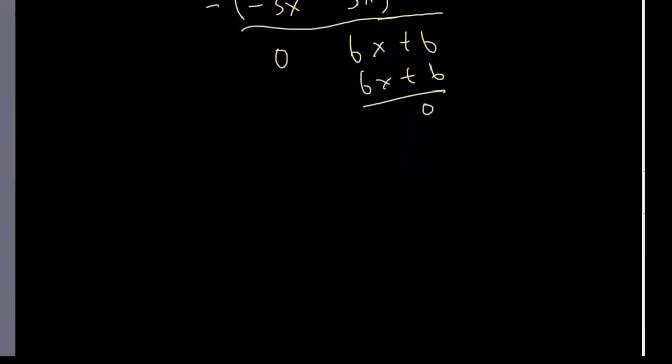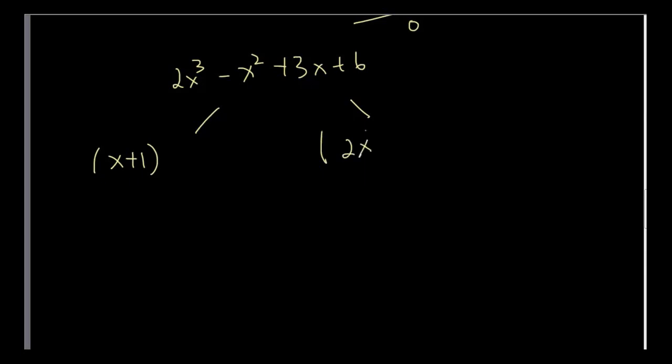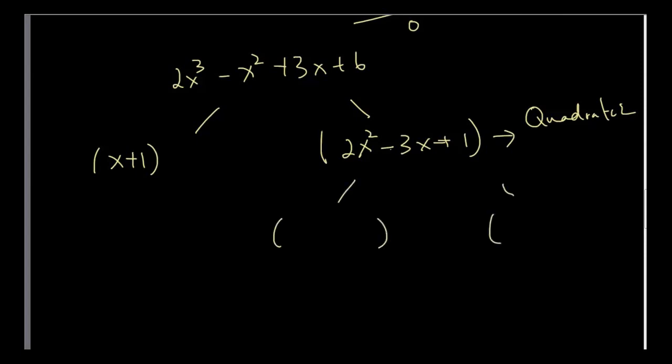Now, what I've essentially done is I've put in 2x cubed. Let me write down the equation again. Plus 3x plus 6. Okay, so I've factorized out the x plus 1, and then I found that the other factor is 2x squared minus 3x plus 1. Now, one thing that you guys should know is that this is a quadratic, right? And from a quadratic, from the complete the square method, I can find the remaining roots.